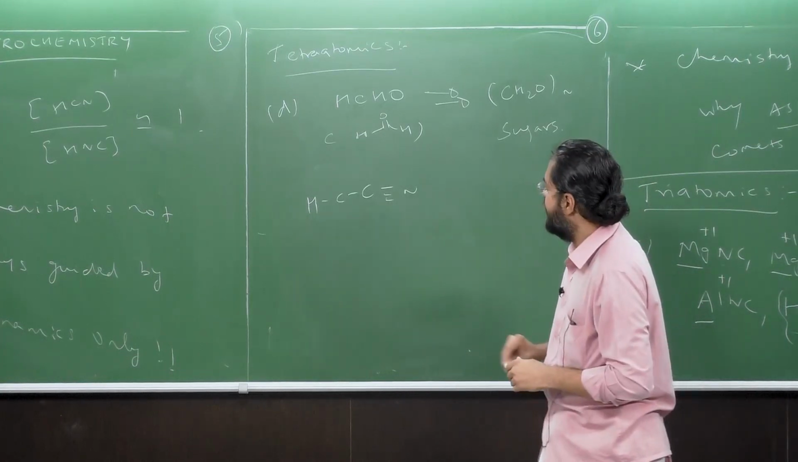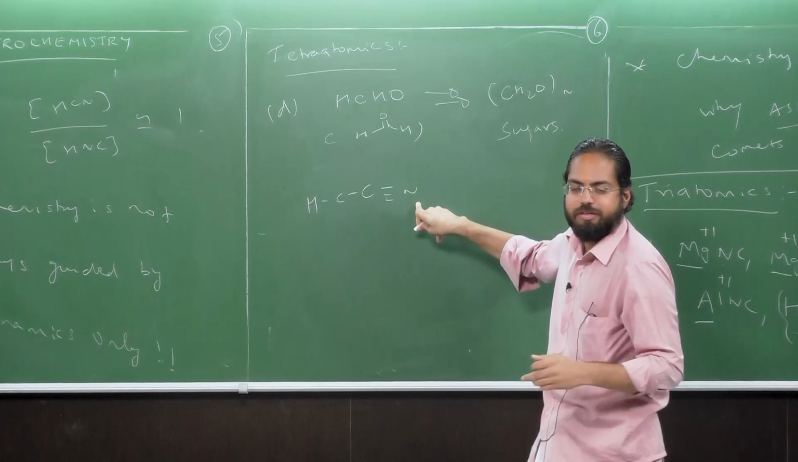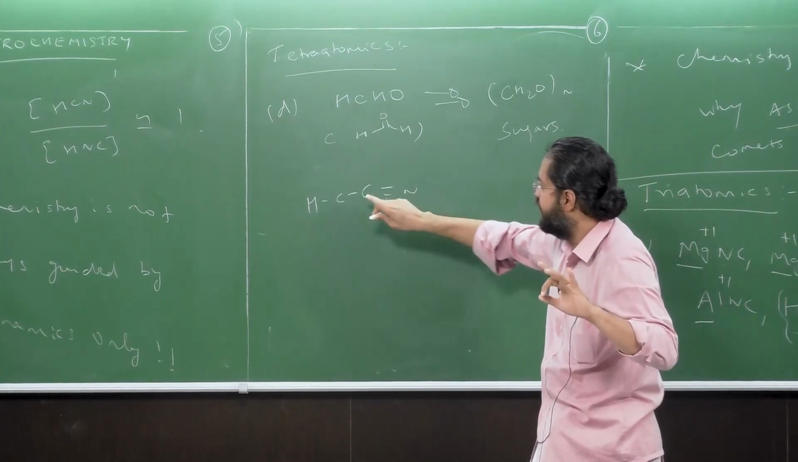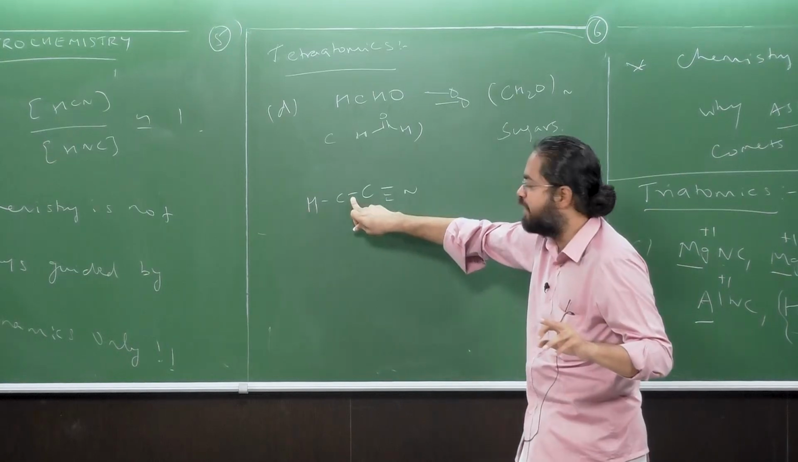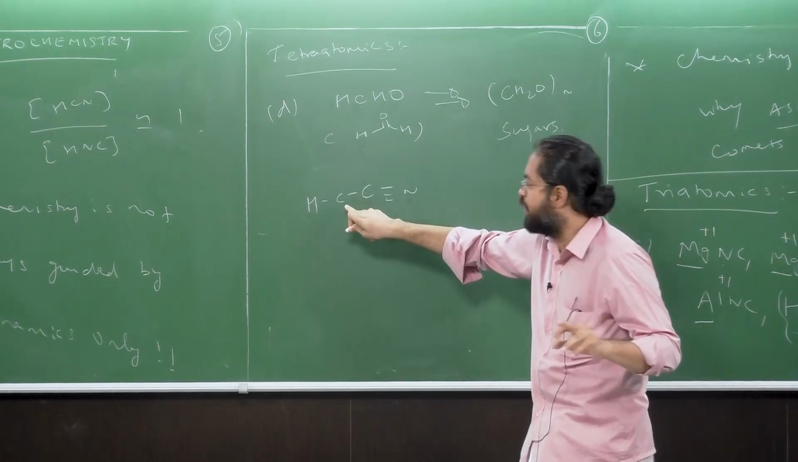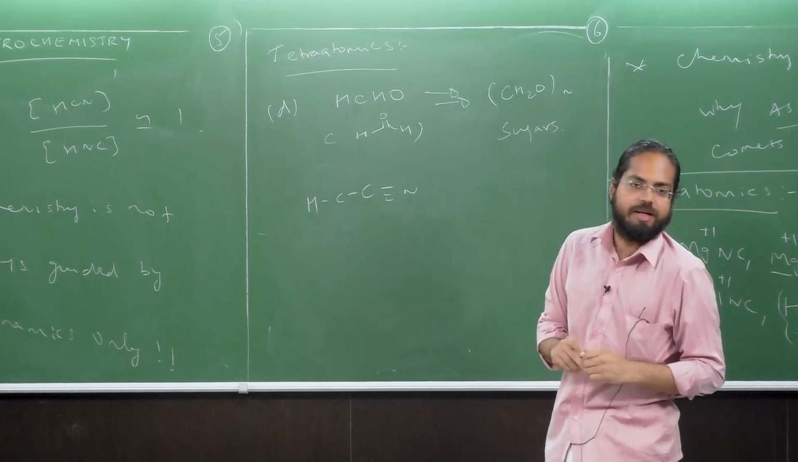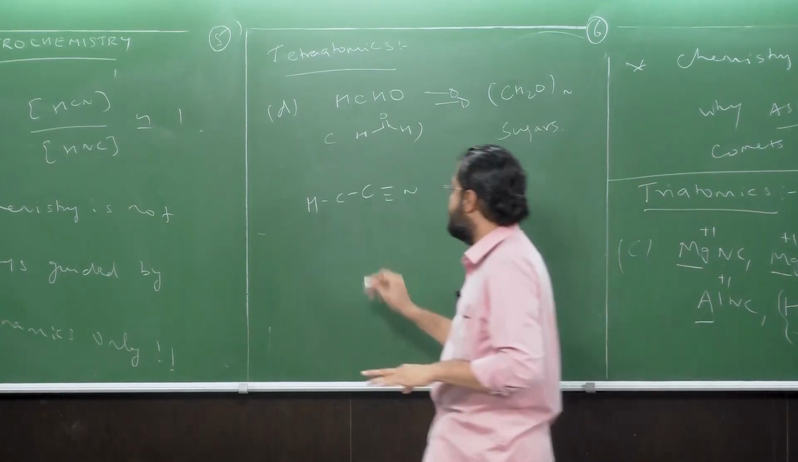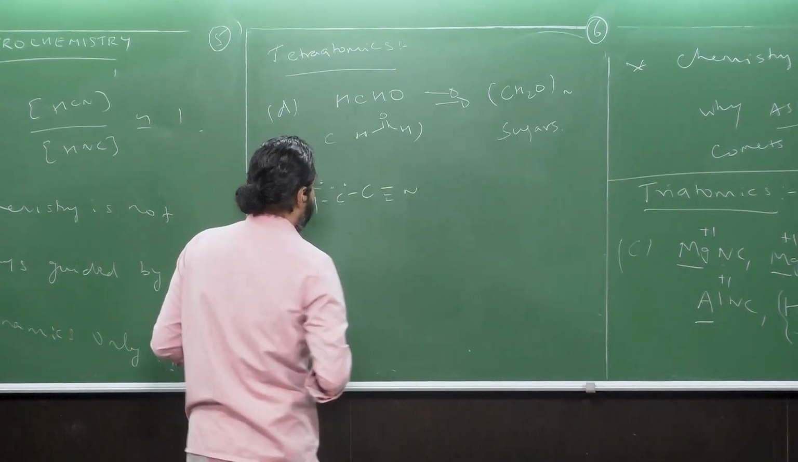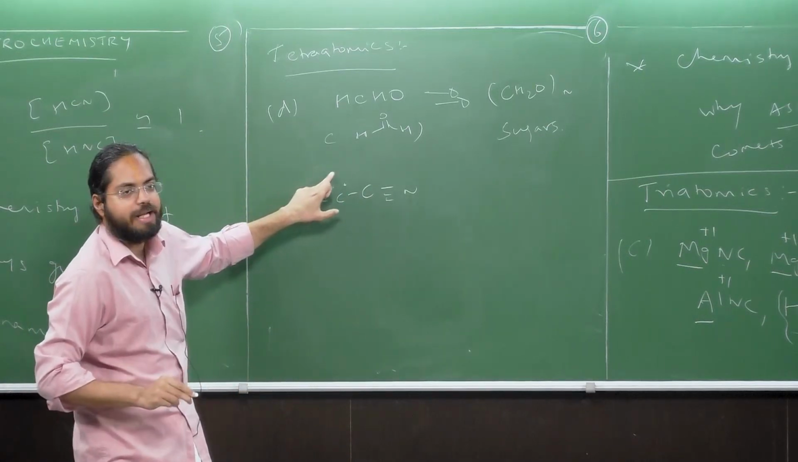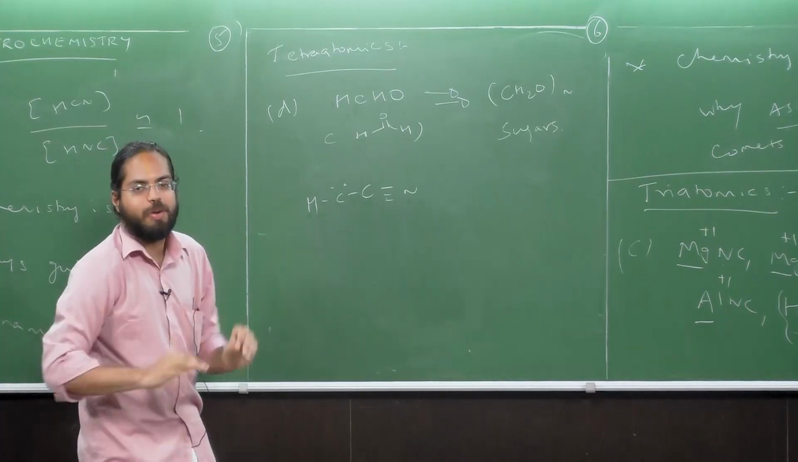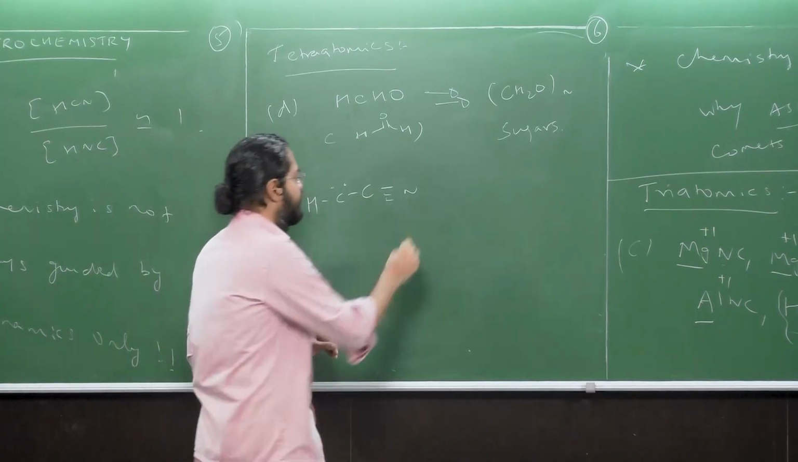It is that the nitrogen's valence is conventionally 3, satisfied. Carbon 4, satisfied. Hydrogen 1. But oops, I skipped one carbon, right? What about this carbon? What is its valence? Conventional valence is 4. But here it's only bonded to 2 atoms, one on this side and another on this side, right? So it's effectively going to be acting as a carbene, okay, a divalent carbon.